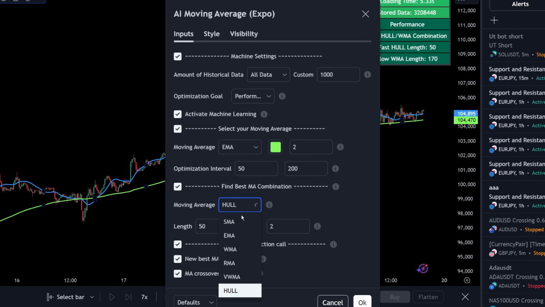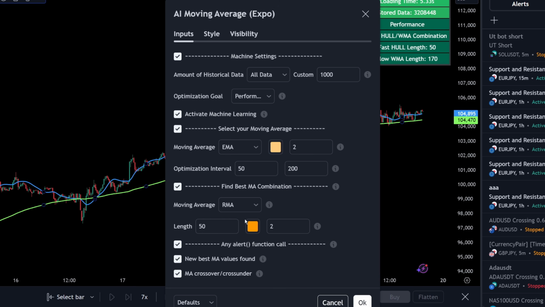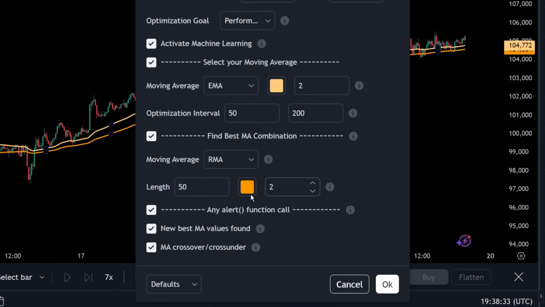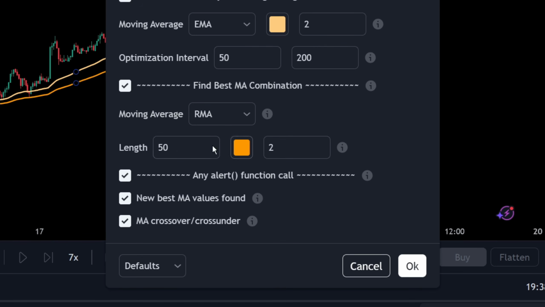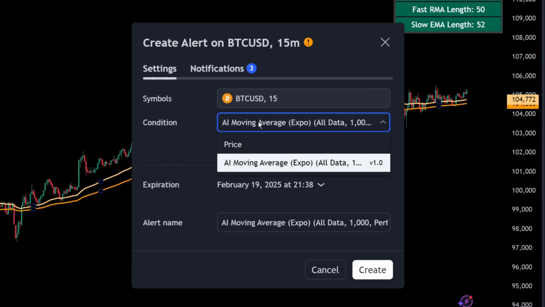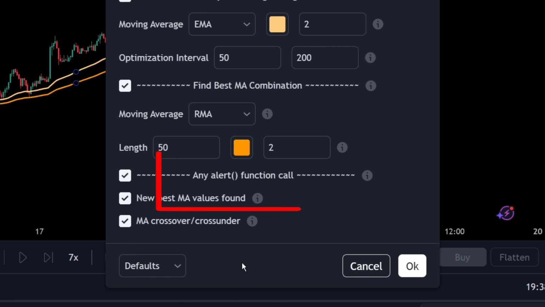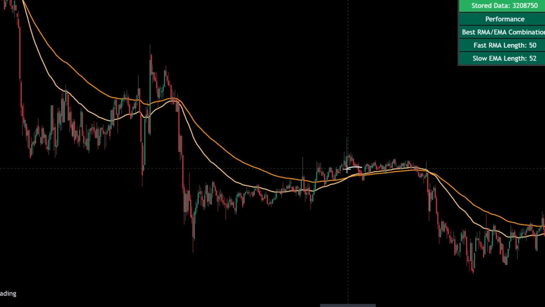Now you can change the moving average types, colors, optimization intervals, and everything else. This indicator also has a unique alert configuration setting. Here, you can select for what actions you want to be alerted. For me, I would select only the MA crossover or cross under. Then, as before, click on the alerts, select the indicator, and make sure that the condition is any alert function call, just like in the settings. Now you will receive alerts every time the moving averages cross.